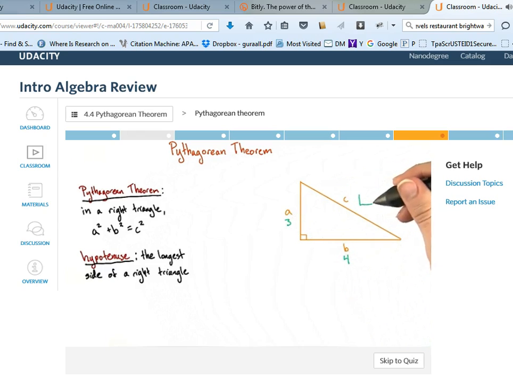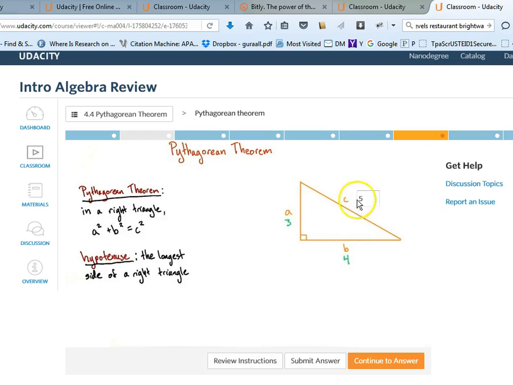Enter your answer here. And so the student gets a chance to enter the answer. I put in 5. We can continue to the answer if we choose.